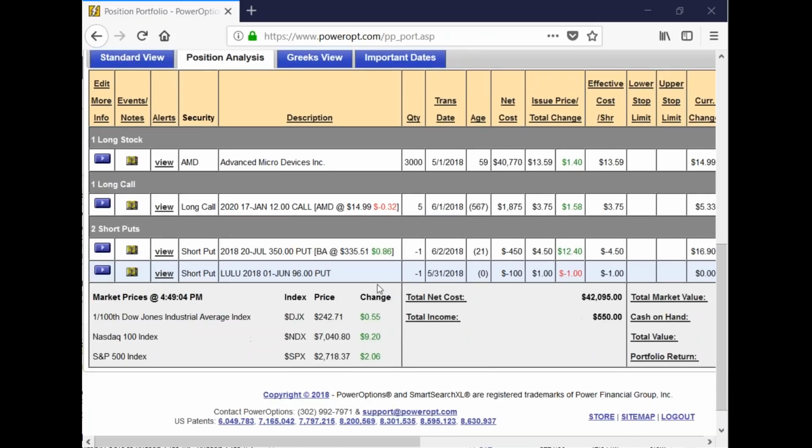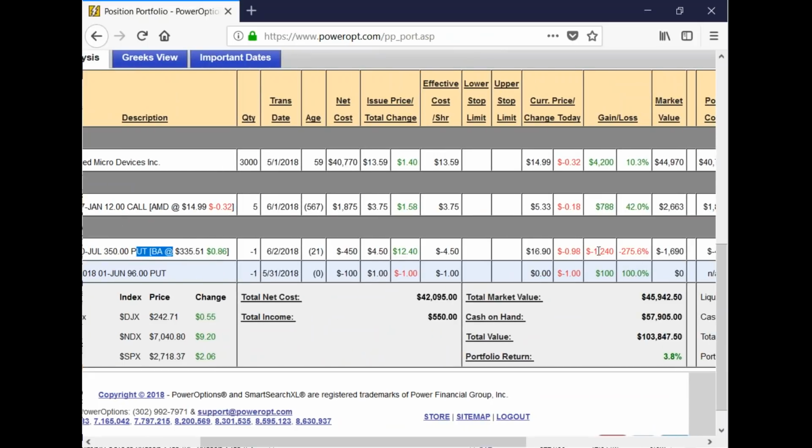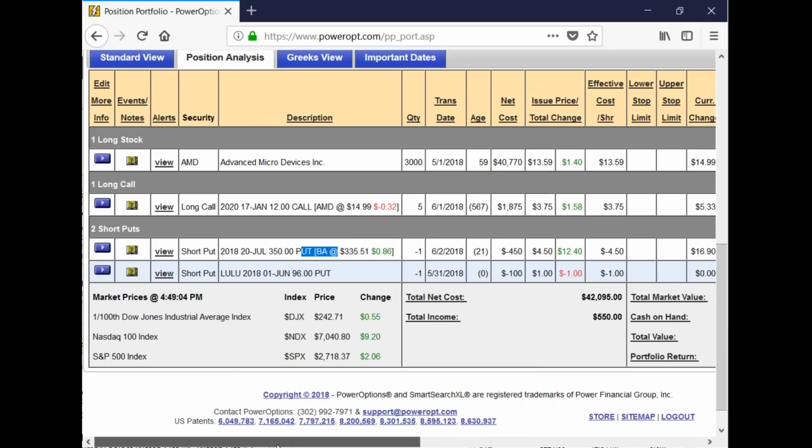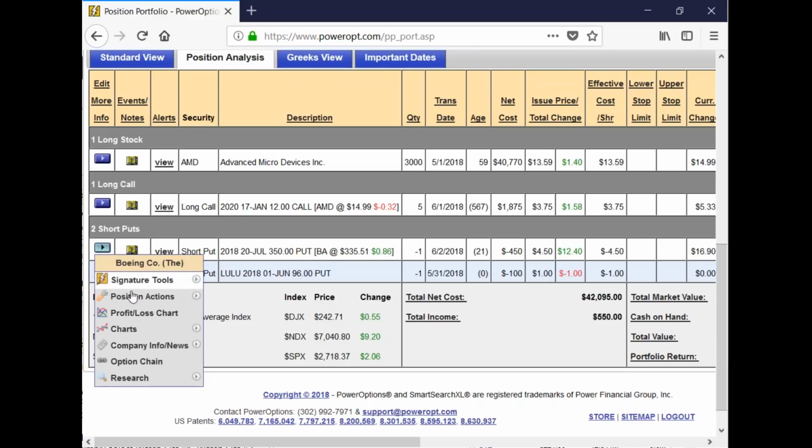All right, so when I'm tracking a position in the portfolio, the first thing I'm going to do, of course, is check the position analysis. Here's my position with Boeing. We know we're down $1,240 based on whatever premium you received. I put in $450.